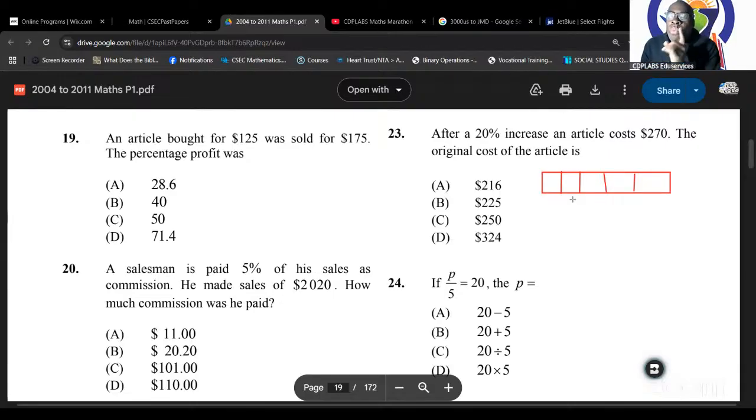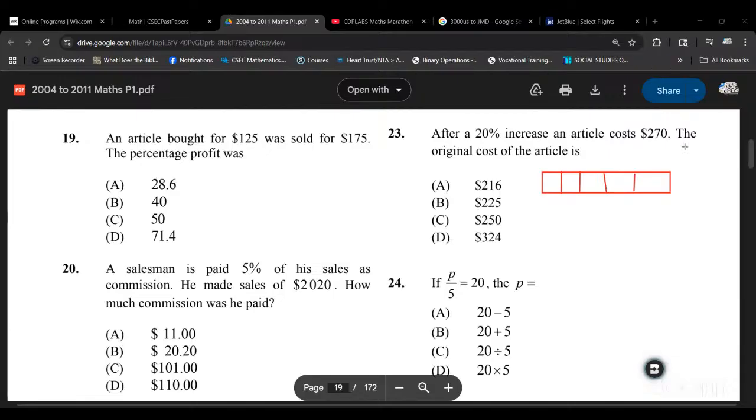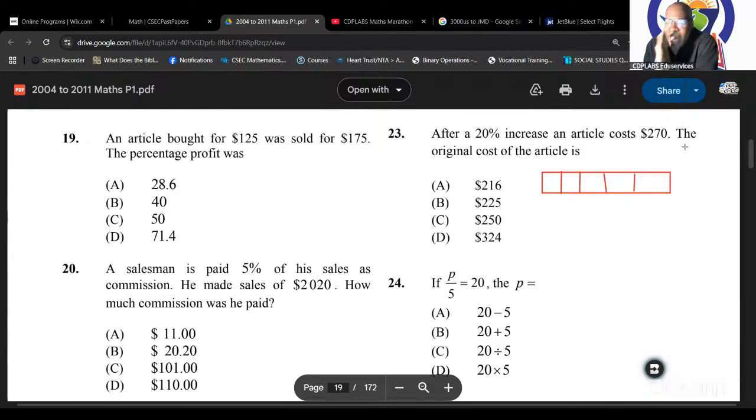Now, this bar does not yet tell us what the 270 is. But in order to find that, remember, an additional 1/5 was added to this to give us 270. Make sense? Yes, sir. So if the additional 1/5 was added to it to give us 270, how then would we find out what that value is for each of them?